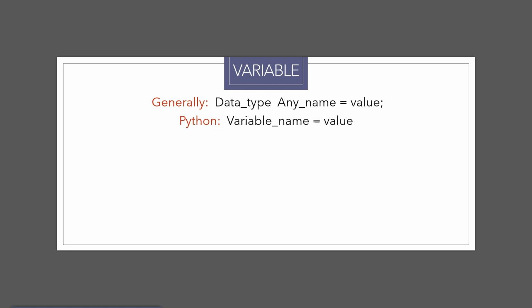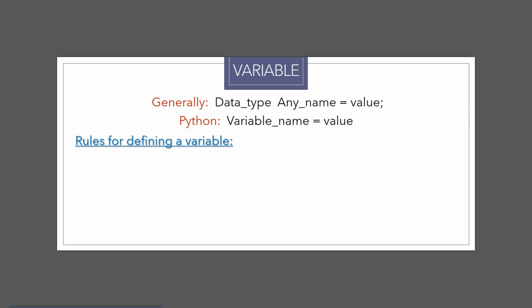As I have told you previously, a variable is something that can store a value. So how do we store values generally? Generally, we declare the data type and the name of the variable is equals to some value. This is the general syntax of defining a variable. But in Python, we just take the variable name and value. There's no semicolon, there's no data type. Yes, Python is very simple.